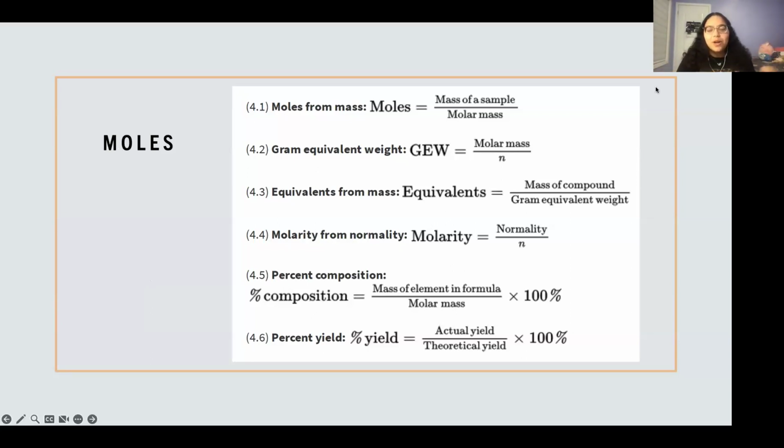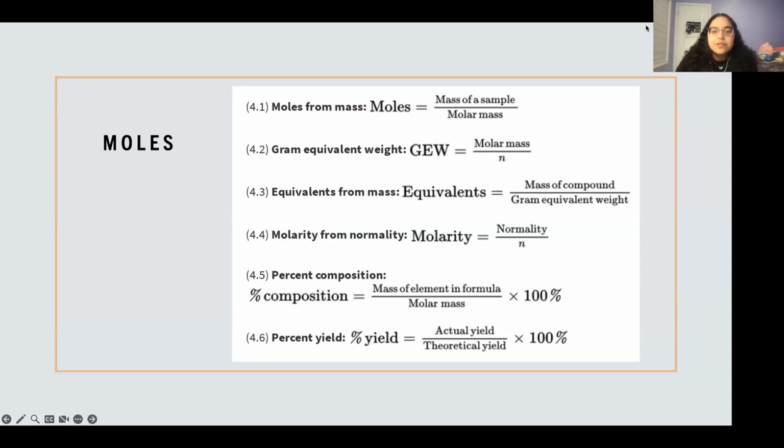That was the qualitative side, and now we're moving to the quantitative. The basics is moles. Using Avogadro's number, that is 1 mole of something. If you wanted to see the moles of something from its mass, you would divide the mass of the sample by its molar mass. Molar mass is the mass of 1 mole of something. And the gram equivalent weight would be the molar mass divided by the number of equivalents, so you can figure out the amount of equivalents of something from that as well.